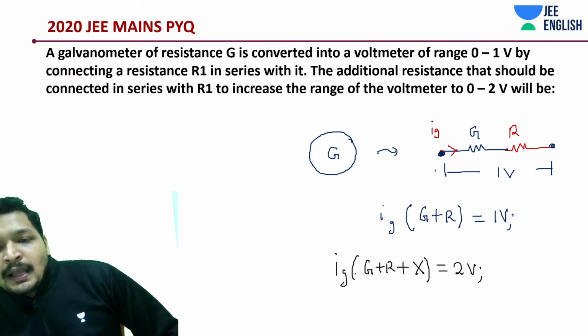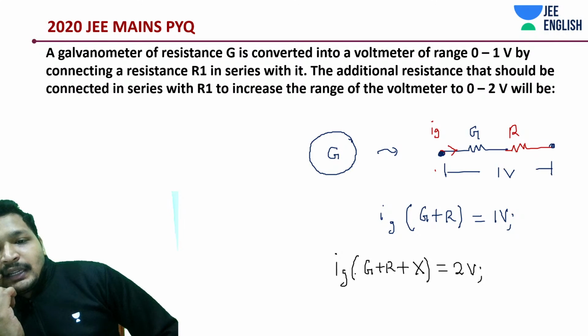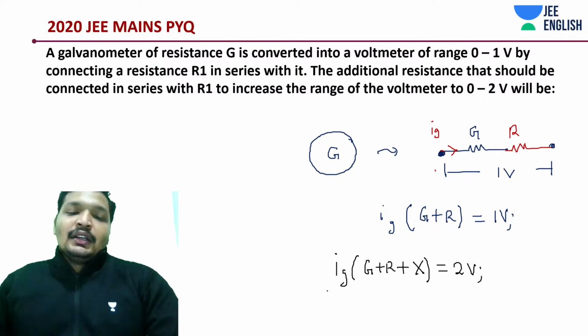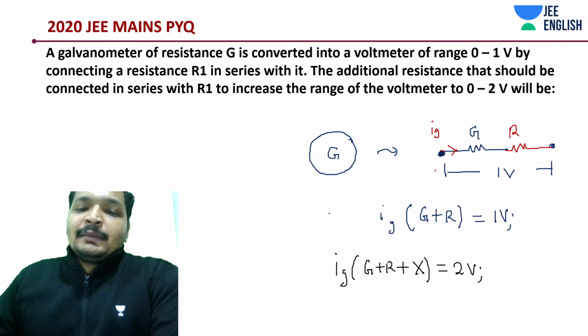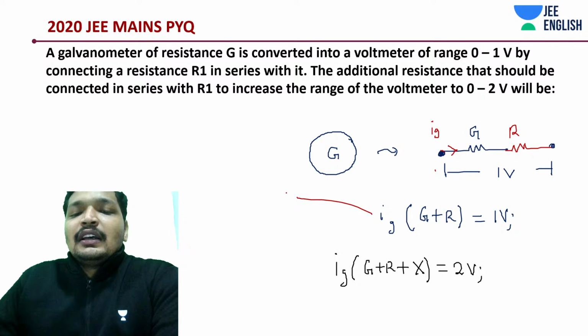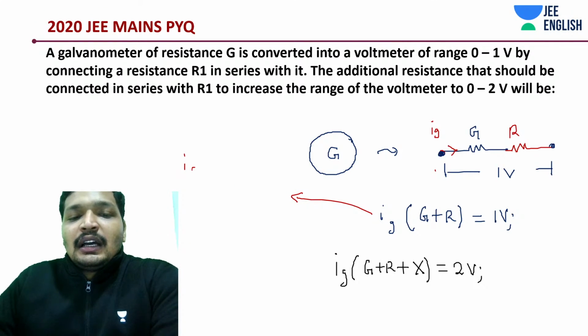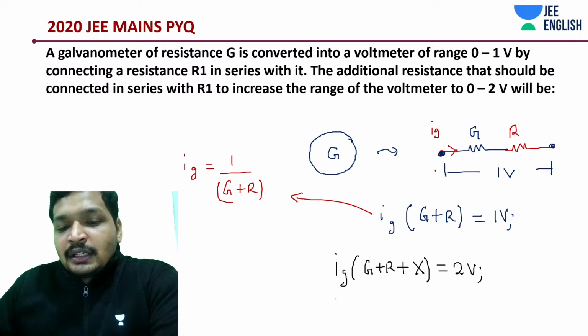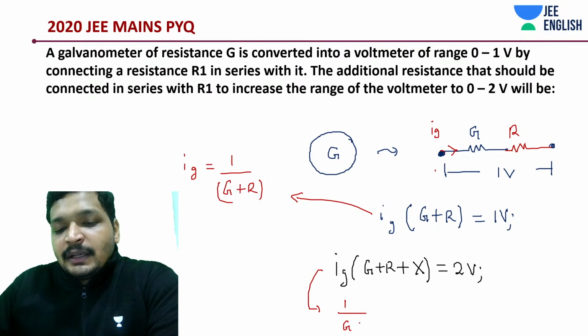Is there a better method? Yes, substitute the value from here. What is the limiting factor? In a galvanometer, it is current. From here, can we say Ig is equal to 1 divided by (G plus R)? Substitute the same thing in this Ig. It might be some other value as well, but just learn the process.